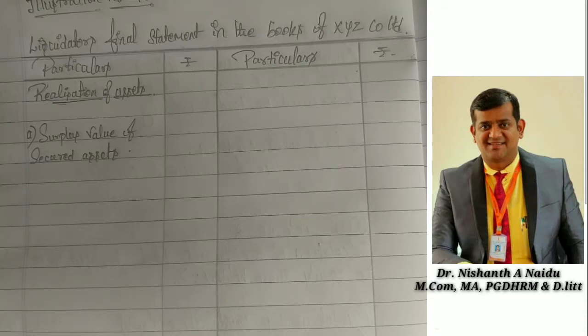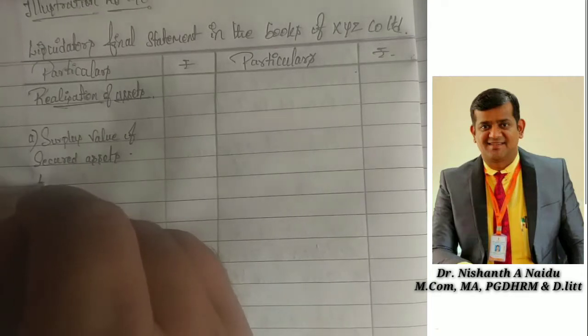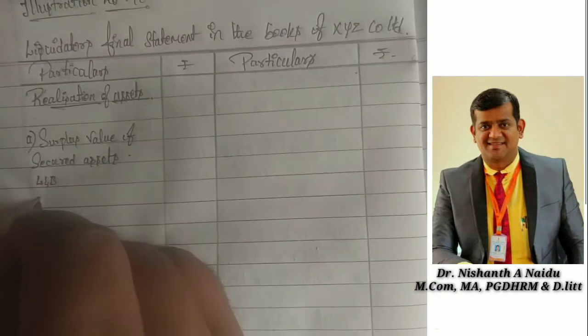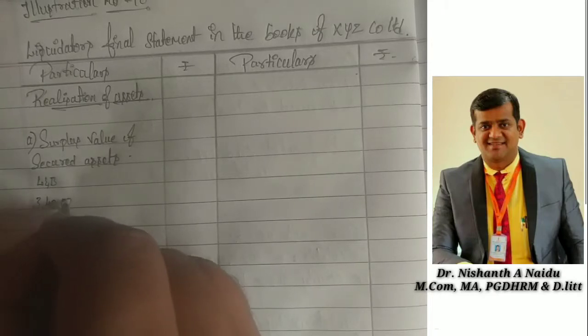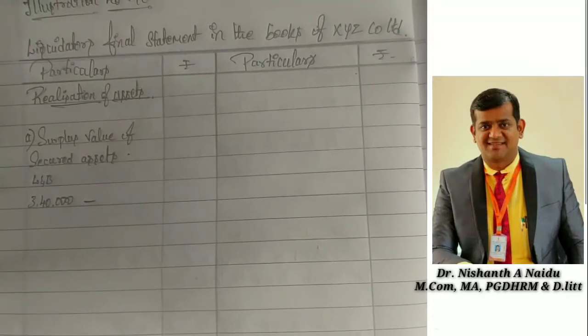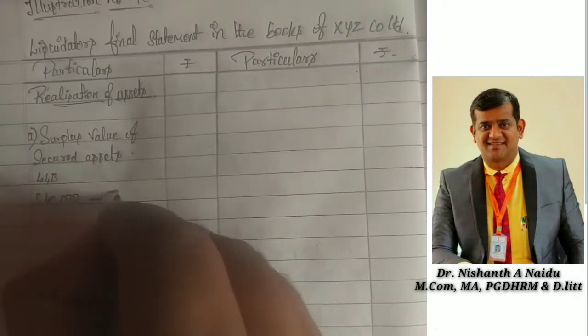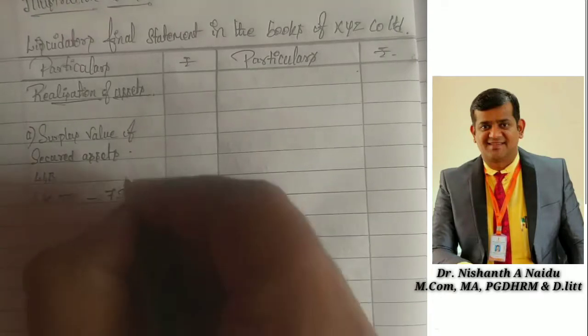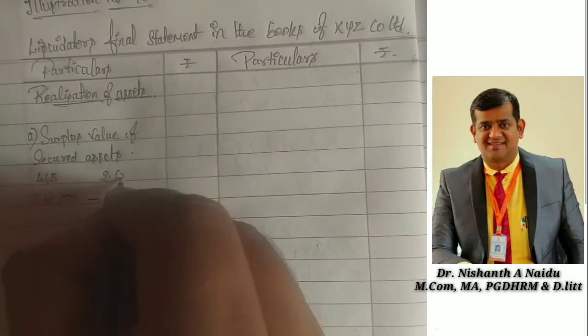So now, what is the realized value of land and building? 3,40,000. Correct. So 3,40,000 land and building value is 3,40,000. Okay, minus secured loan 75,000 rupees. See, creditors include a sum of rupees 75,000 secured on building. So that is 75,000 secured creditors.